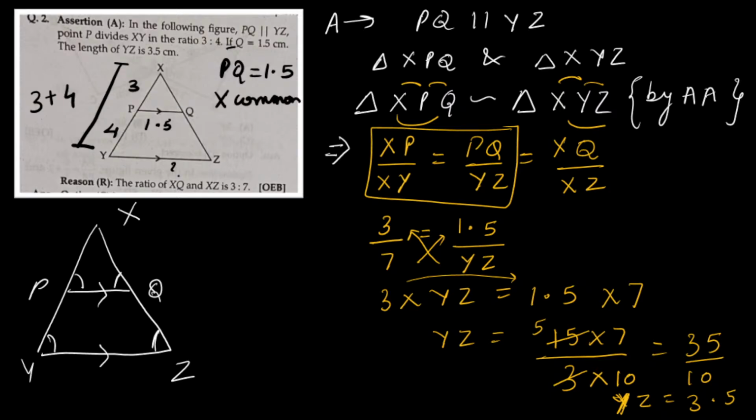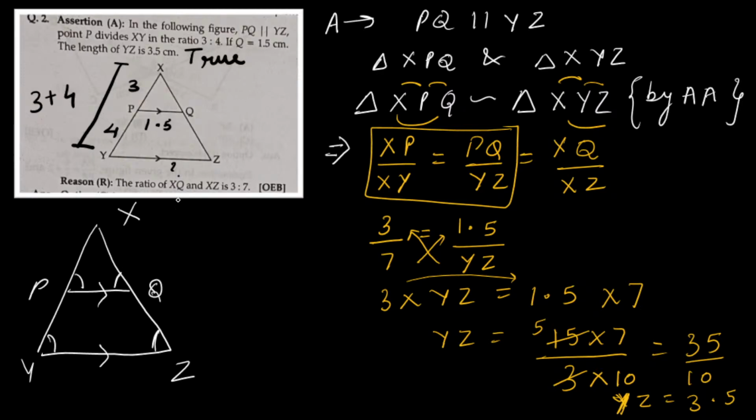Okay, so that means this is true. That's what they have given to us. If P divides XY in the ratio 3 is to 4 and PQ is equal to 1.5, then YZ is equal to 3.5. So yes, we are also getting YZ equal to 3.5. So this is true.